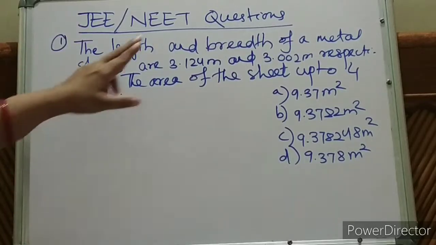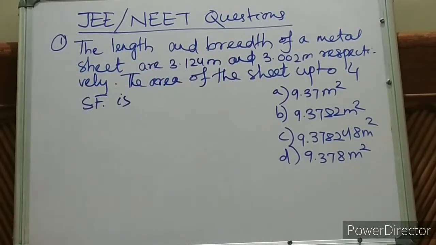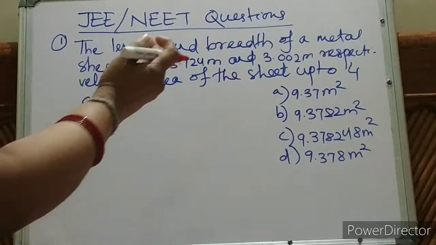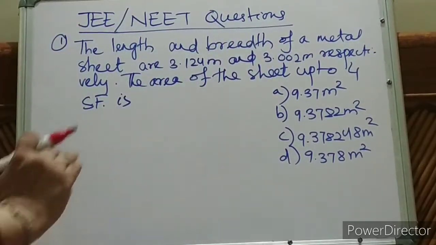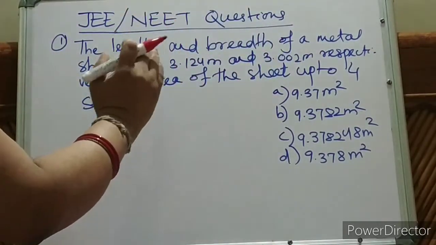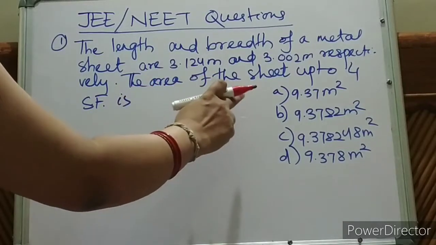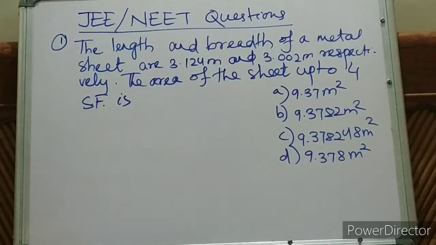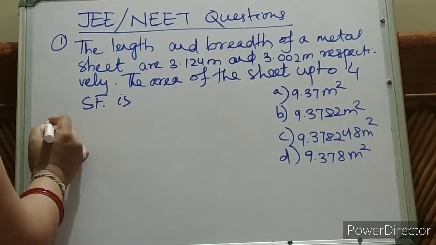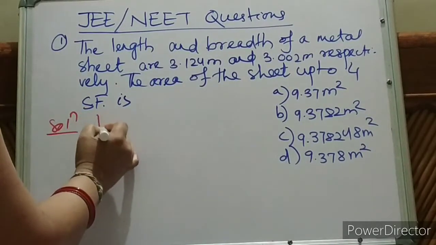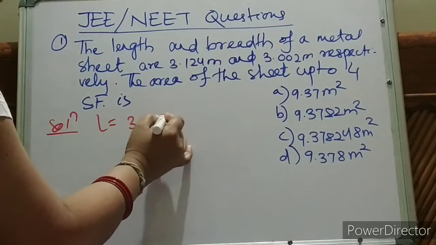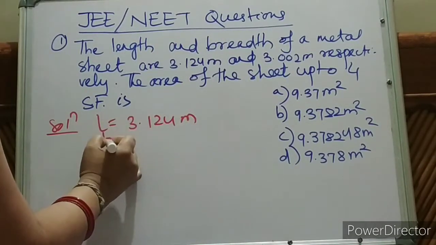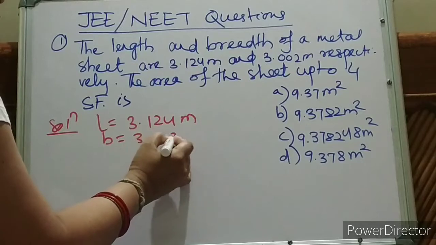First question: the length and the breadth of a metal sheet are given as 3.124 meter and 3.002 meter respectively. You have to find out the area of the sheet. Specification is given up to 4 significant figures. Easy. How to do? What is L? L is given 3.124 meter and breadth is also given 3.002 meter.